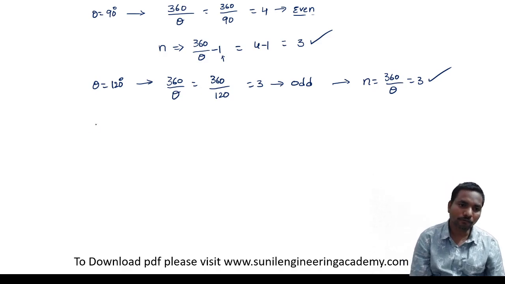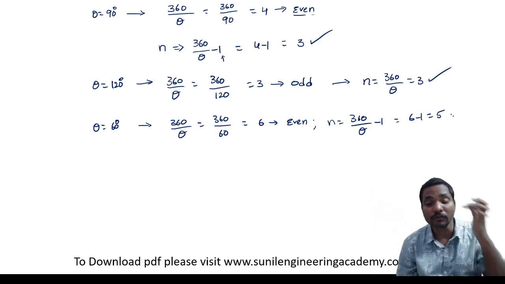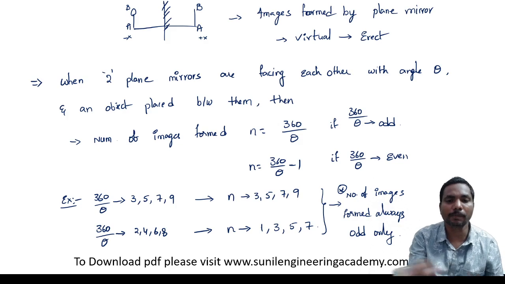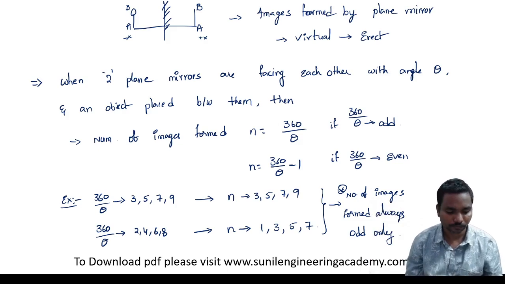For example, if theta is equal to 60 degrees, then calculate 360 by theta. 360 by 60 is 6, which is even. Even means the number of images formed will be 360 by theta minus 1. So 6 minus 1, that is equal to 5. There is no possibility of even images when two mirrors are placed with an angle of theta. I think all of you are clear.